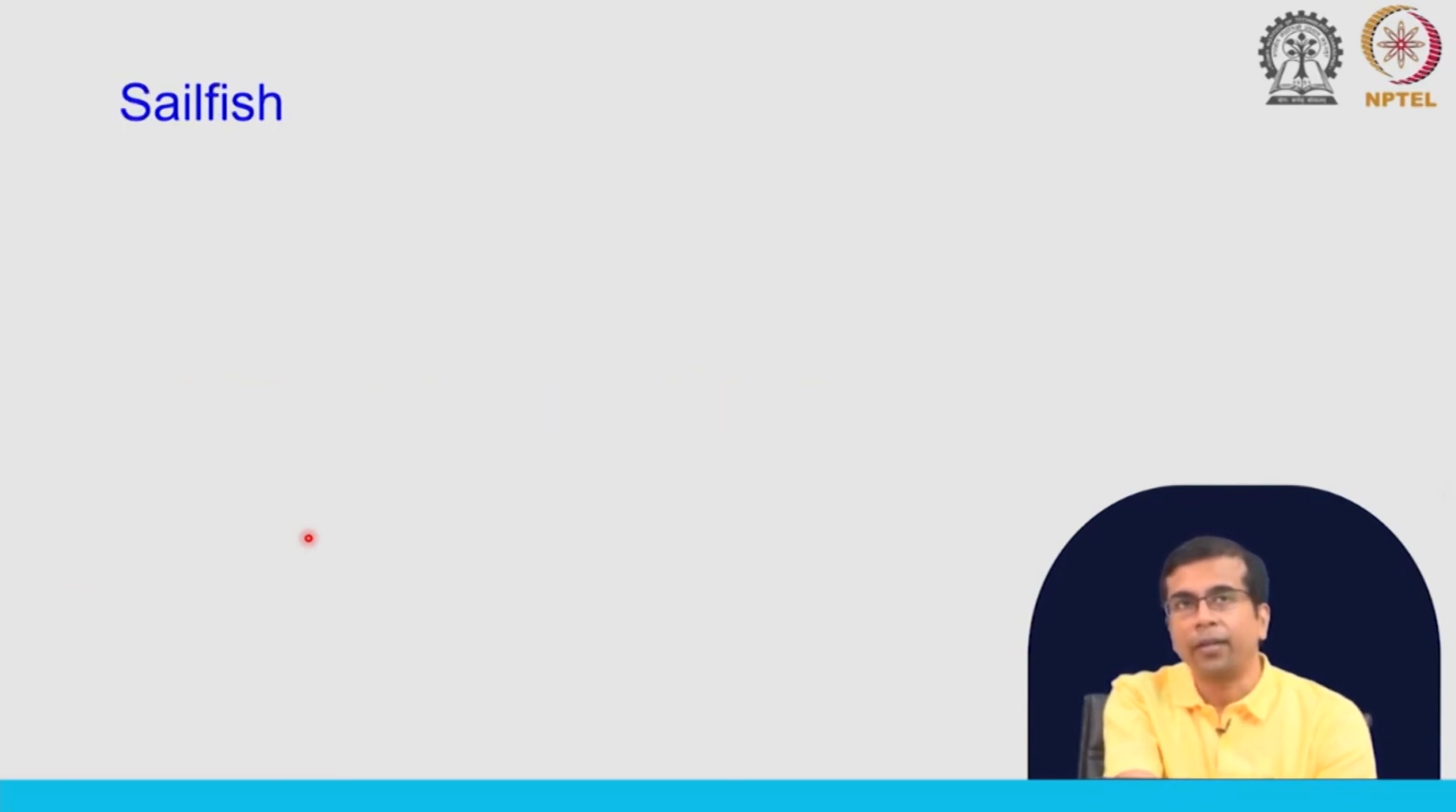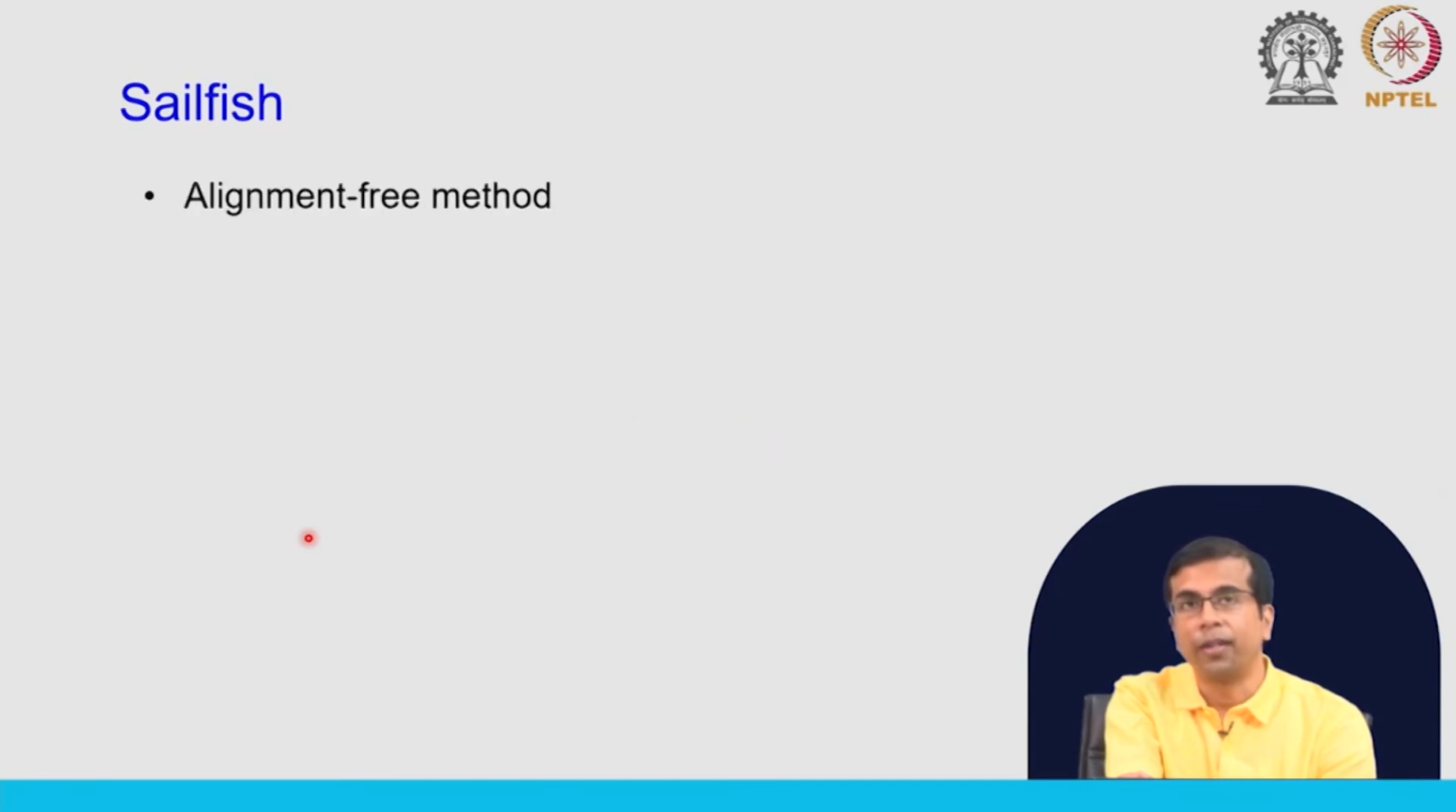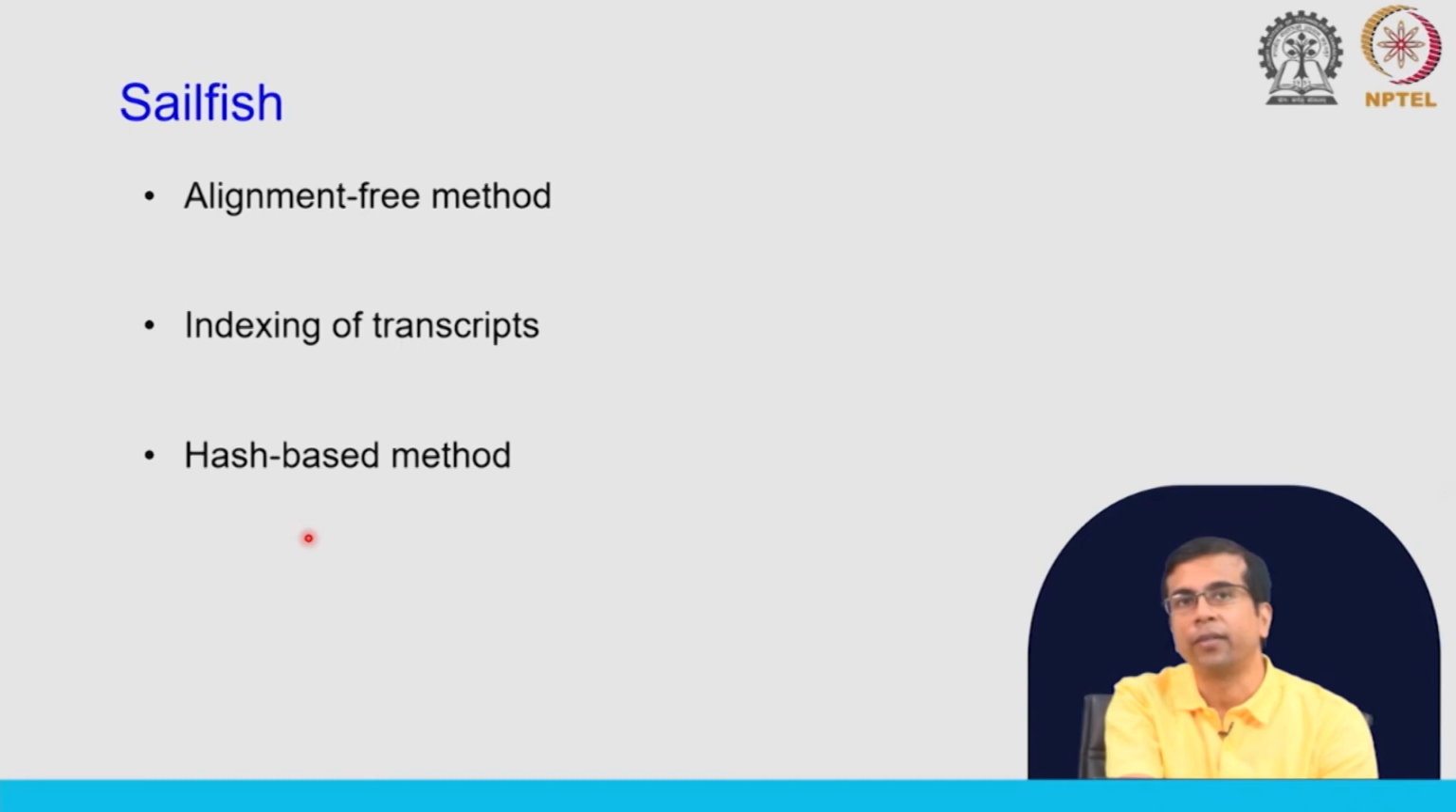Then we have another method which is called Sailfish. Again, this is an alignment free method, and it can also help in isoform quantification. What it does is utilize something called indexing of transcripts. It is a very similar idea to what we talked about earlier, the seeding. It creates indexes of k-mers of a certain length, a certain k value, and then it looks for these k-mers in the read data. So, it is a kind of hash based method.